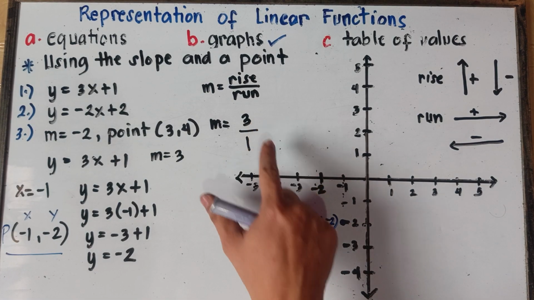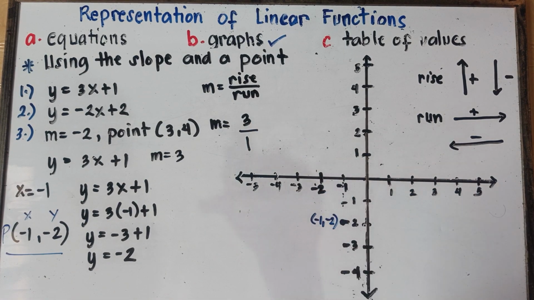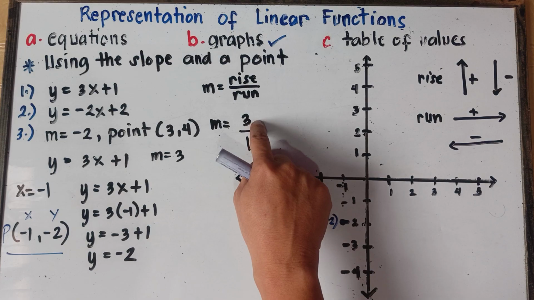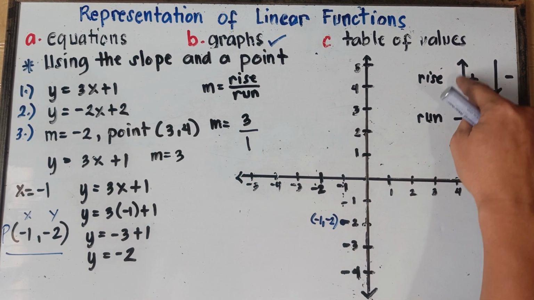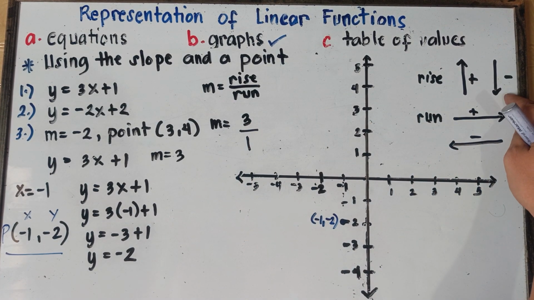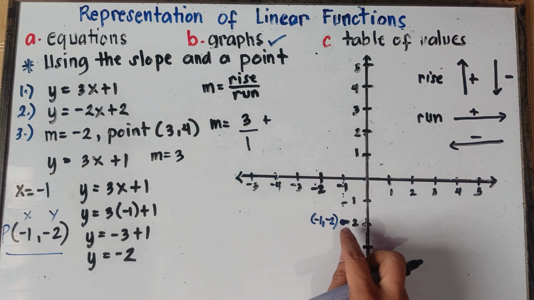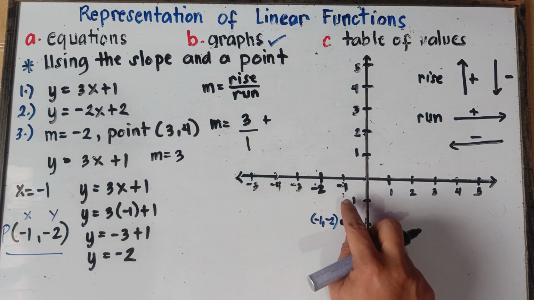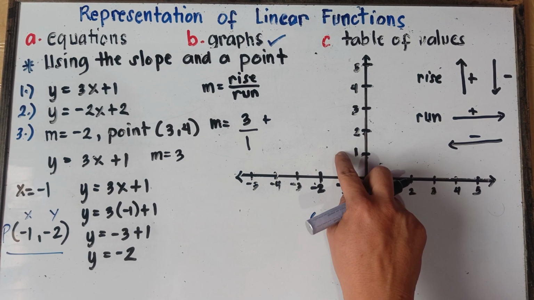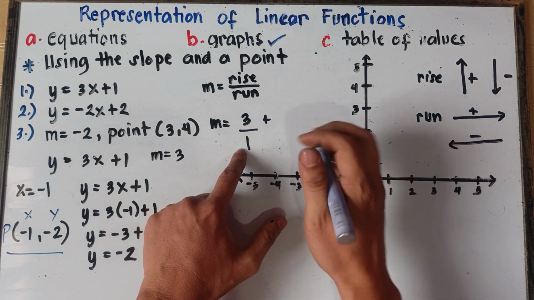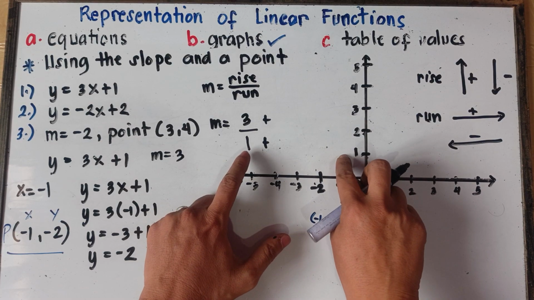Alright, now to apply this, class, starting from this first point, since this is +3 for rise, we need to move 3 units going upwards. If it's positive for rise, move upwards. If it's negative, you move downwards. Therefore, starting from the first point, you move 3 units going upwards: 1, 2, and then 3. And then for run, this is +1. Therefore, you need to move 1 unit going to the right.